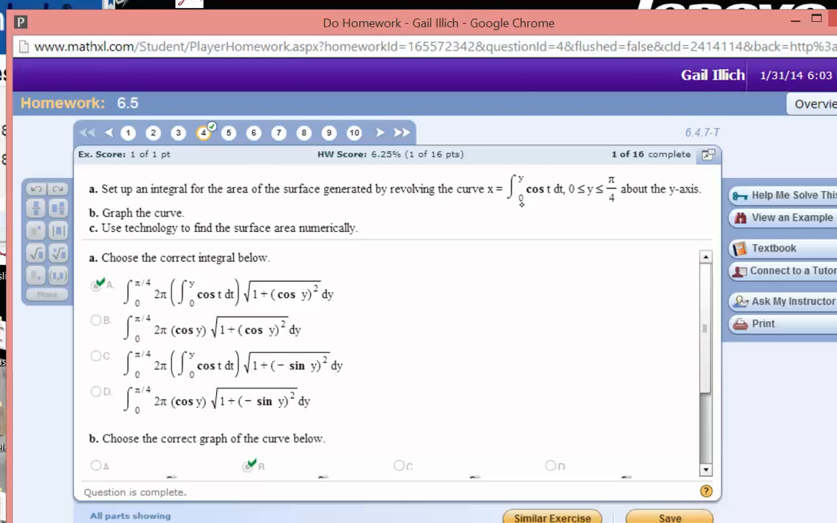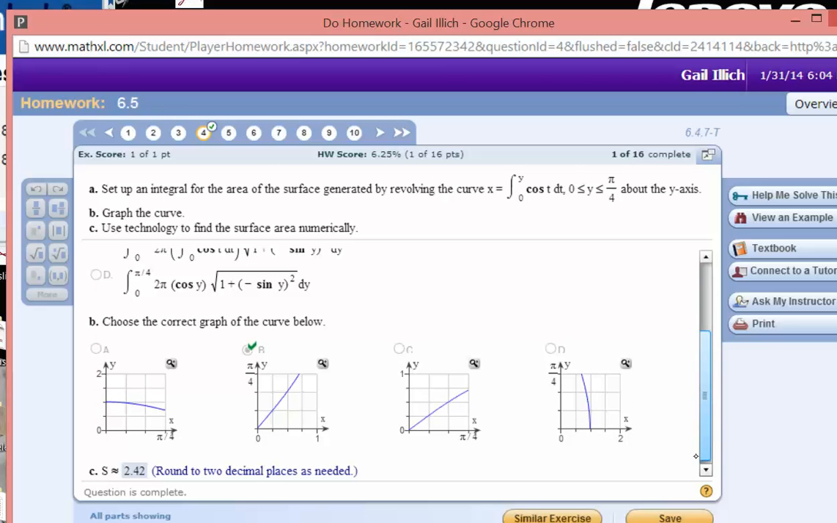And you should remember that you have to find dx/dy. The derivative of an integral, the fundamental theorem of calculus, is that the derivative and the integral undo each other, so the derivative is just going to be cosine y. So when you plug it into your formula, you're just going to integrate from 0 to pi over 4 2 pi, the x, which is defined as that curve, the integral from 0 to y of cosine t dt, and then the square root of 1 plus the derivative of x, which is just cosine y squared.